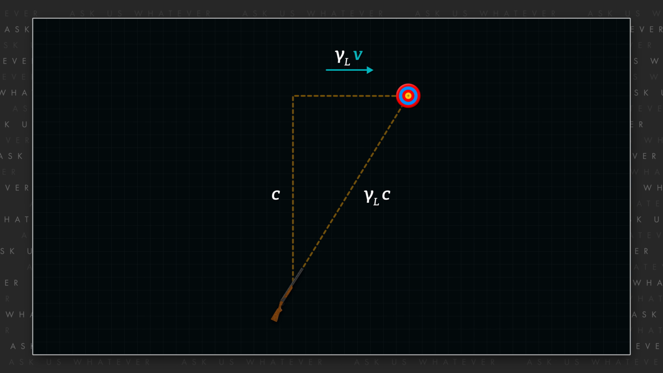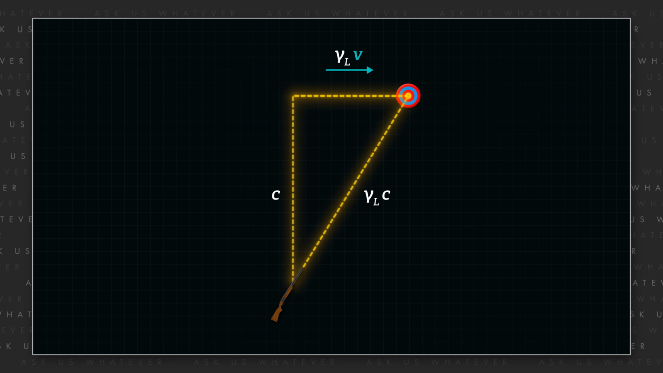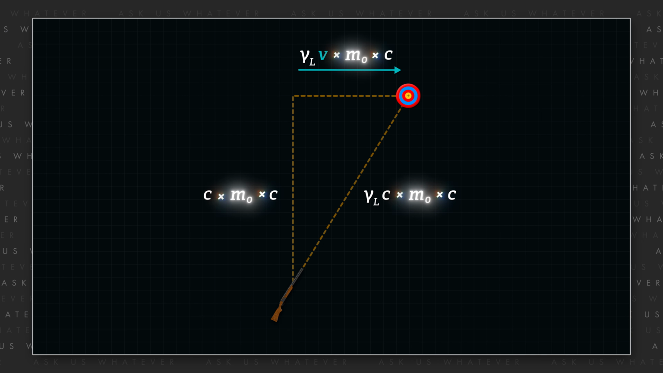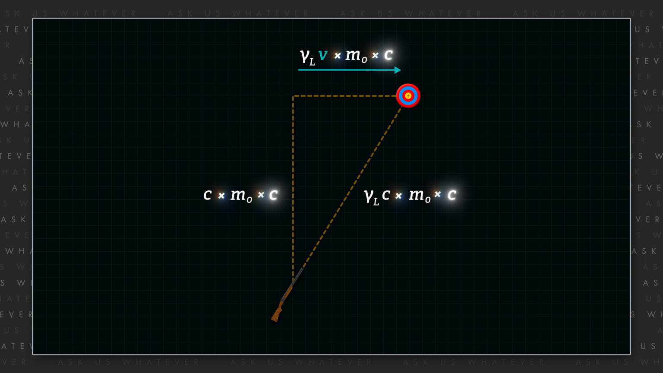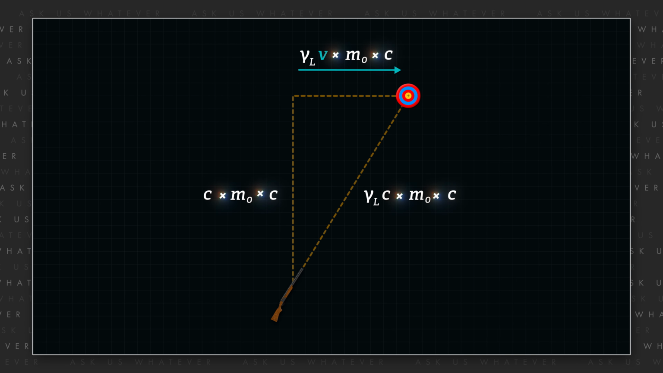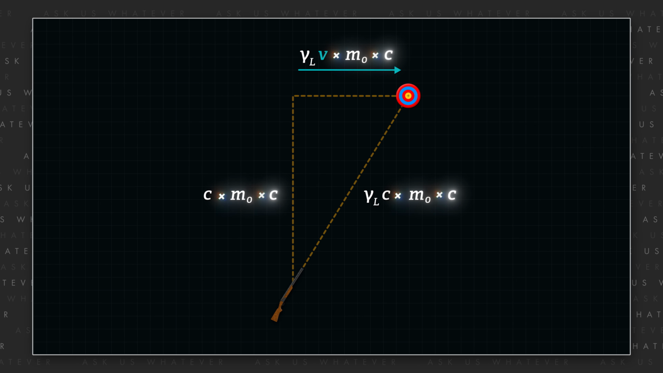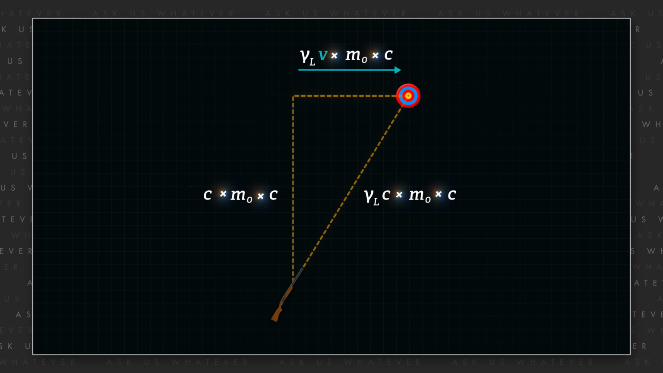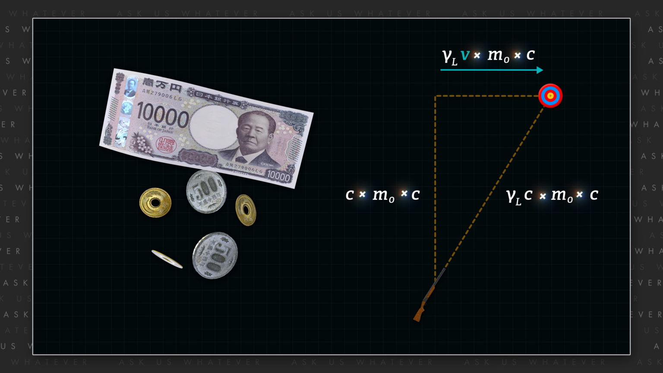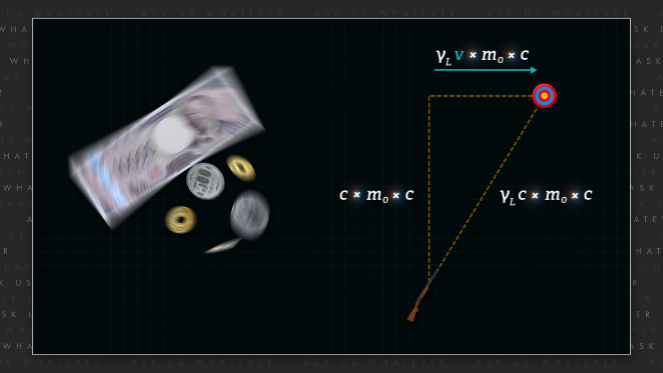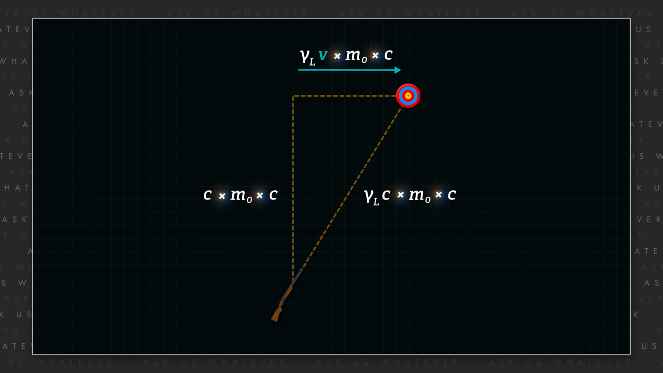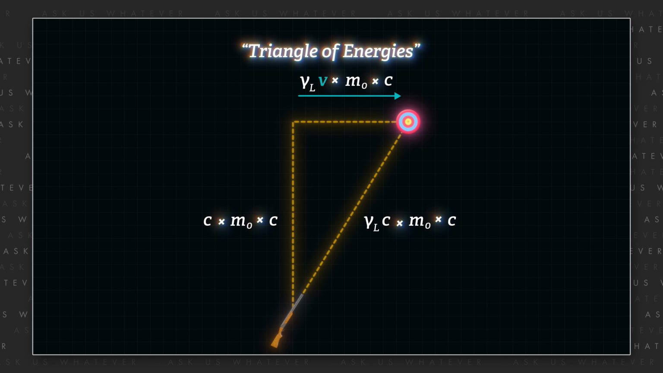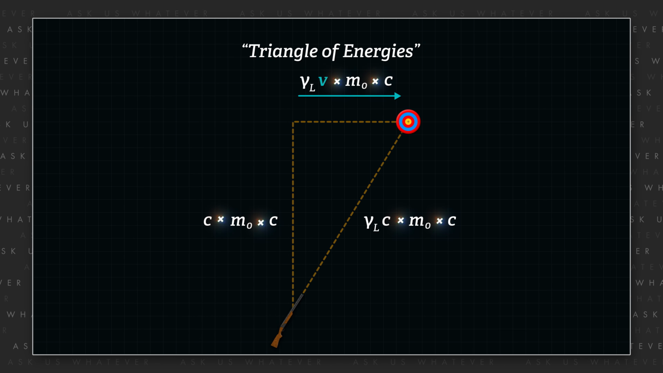Okay, let's play around some more. Let's multiply all three sides by another constant, m sub 0, which we'll later call the rest mass of the target, and also by speed c. Again, we assume that m sub 0 and c are constants, so we're allowed to multiply all three sides of our triangle by them. It's like going from dollars to yen now. Every side of the triangle has the same intrinsic value, just expressed in a different currency. Yet now we have a triangle of energies instead of a triangle of speeds.